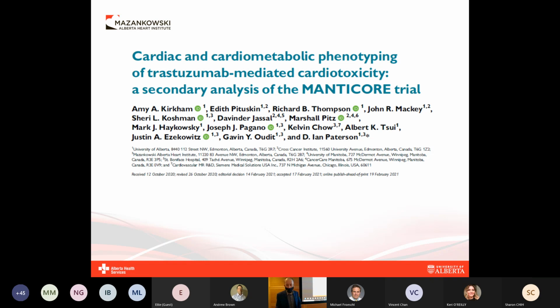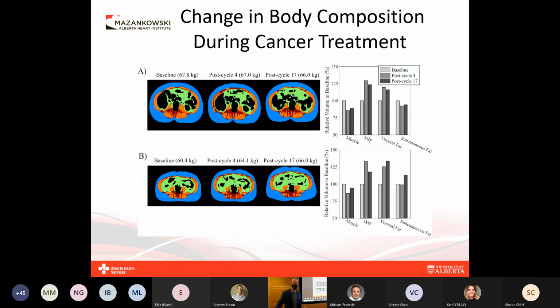And so we did a secondary analysis of our Manticore trial, which was the trial that I showed you earlier with the 94 patients where we randomized people to ACE inhibitors, beta blockers, or placebo. And luckily, one of the people in our group had the foresight to say, you know what, in addition to looking at the heart, we should also be measuring body composition in these patients. And so we did some imaging of the abdomen using axial tissue composition imaging centered around the L3 vertebrae. And these are some examples of what we found.